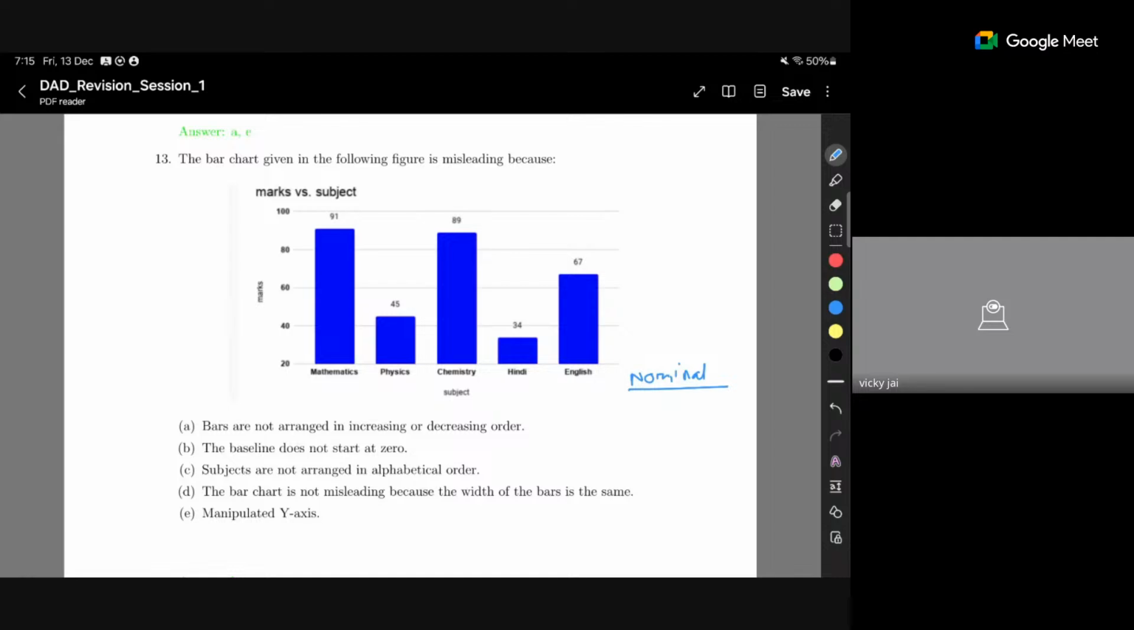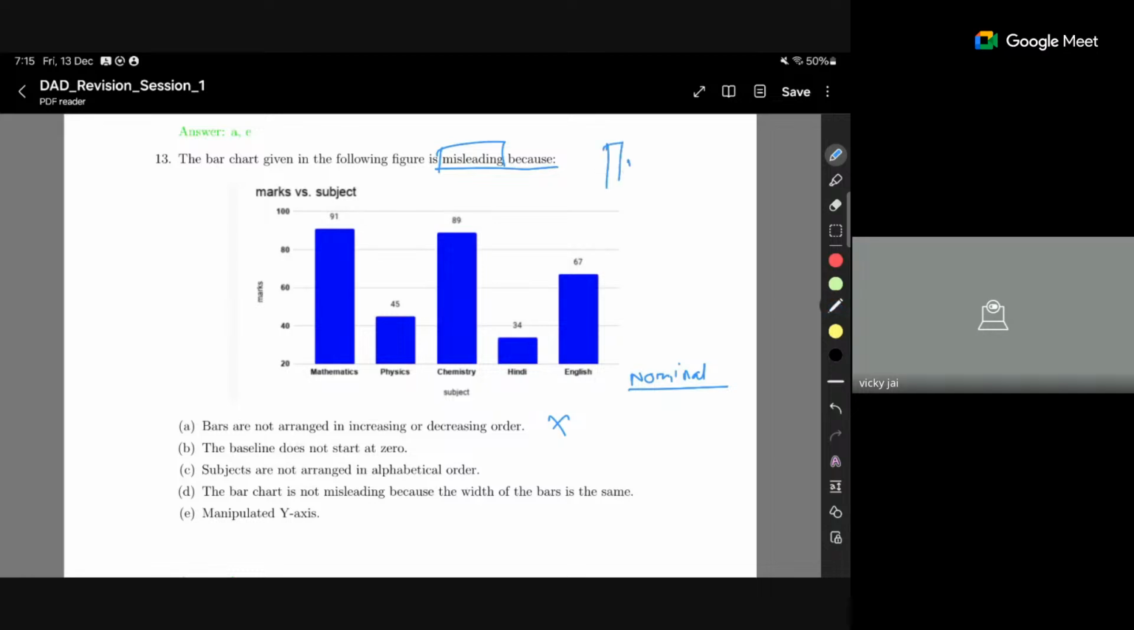Okay, that is not the question. The question is, the bar chart given in the following figure is misleading. So this is a misleading graph somehow. And why is that? Because bars are not arranged? No. We can have bars in any way. It doesn't matter. Though there is one good way to represent the bars, which is Pareto's chart, right?